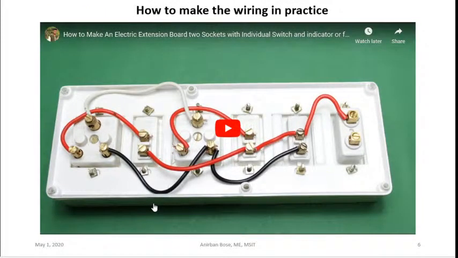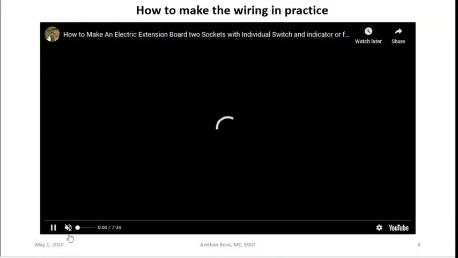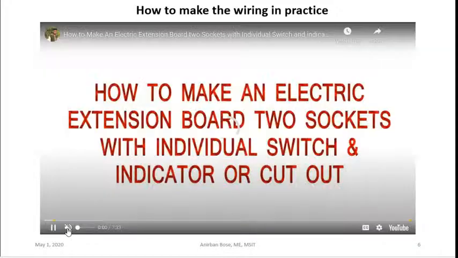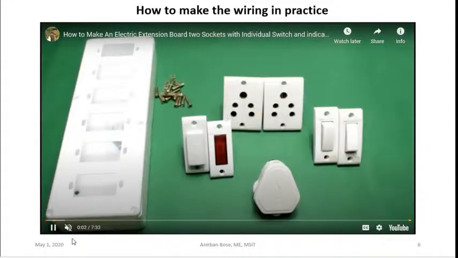So here one demonstration has been shown of how these things are actually connected. Here you can see one switch box which contains two switches and two 3-pin plugs. You just observe this YouTube video, which will definitely give you some idea.